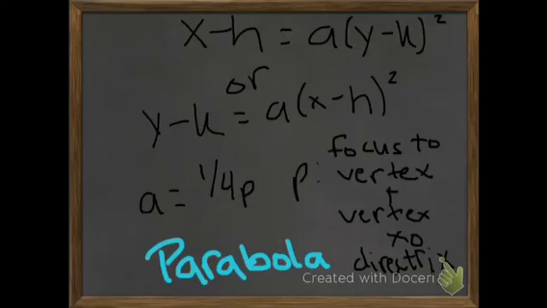The final conic we're going to do is the parabola, and we're only going to work on the horizontal parabola this time, but both the equations are there. If you're wondering, a is equal to 1/(4p), and p is the distance from the focus to the vertex, and the vertex to the directrix, and we will go over that more.